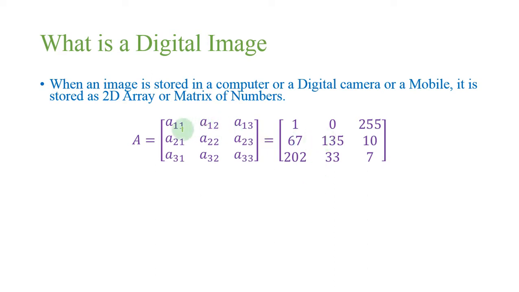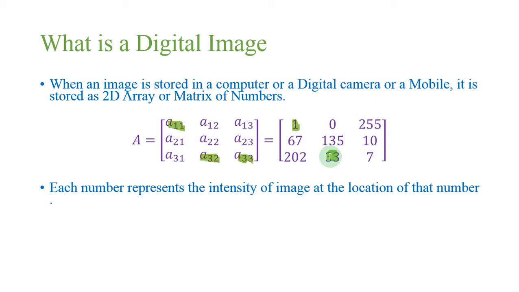A11 is the element at location first row and first column. Similarly, A33 is the element at location third row and third column. A32 is the element at location third row and second column. The value of the element at first row and first column is 1. Similarly, the value of the element at third row and second column is 33 and so on.